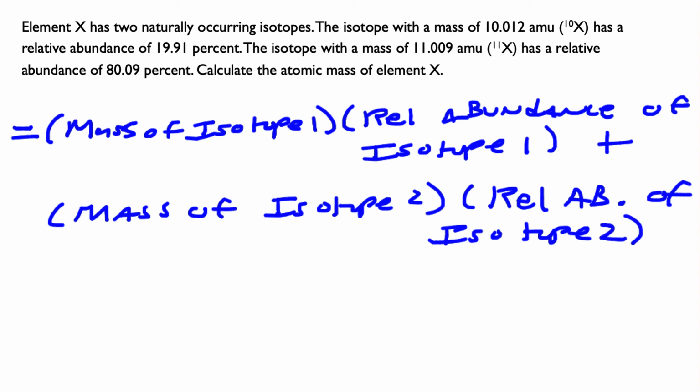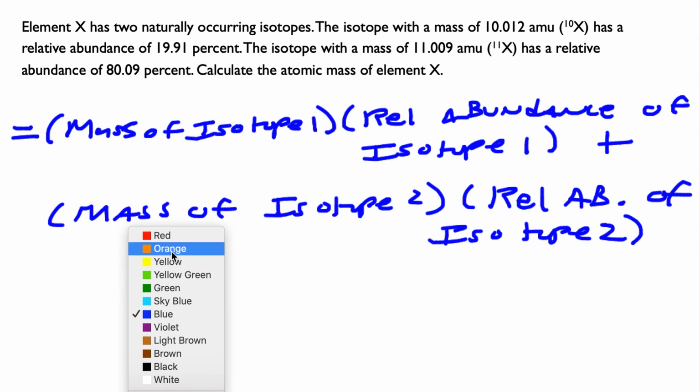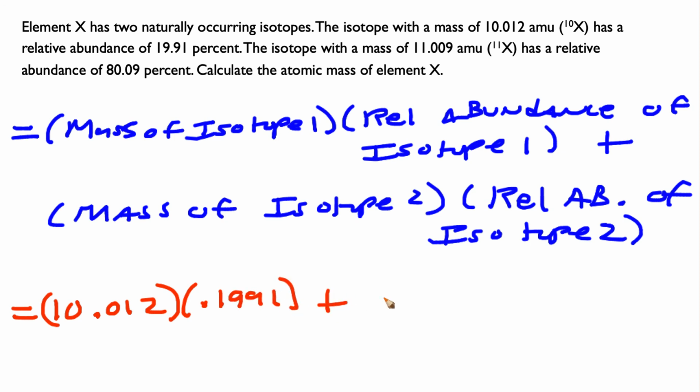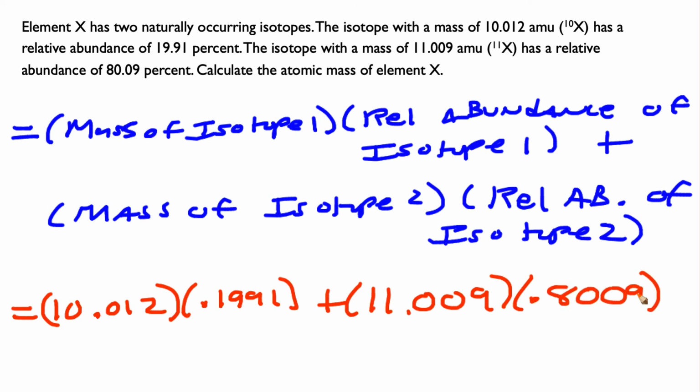Okay, so let's plug our numbers in here. For 10X, our mass for the first isotope is 10.012. We're going to multiply that by 19.91%. But here's the thing: when we plug that relative abundance in, we need to change it to a decimal. So it'll be 0.1991, plus 11.009 times 0.8009, because remember, we're going to change that relative abundance from a percent to a decimal.